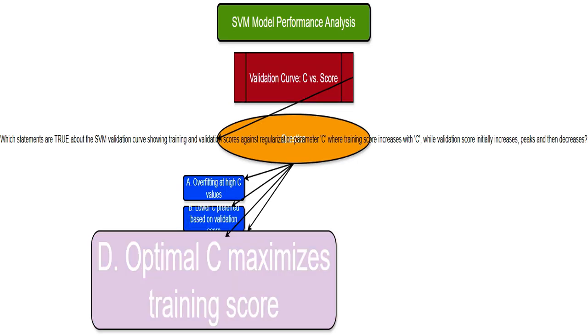Option D claims that the optimal C value is the one that maximizes the training score. This is generally incorrect. While a high training score is desirable, we're ultimately interested in how well the model generalizes to unseen data, which is reflected in the validation score. So the optimal C is the one that produces the best validation score, not the training score.